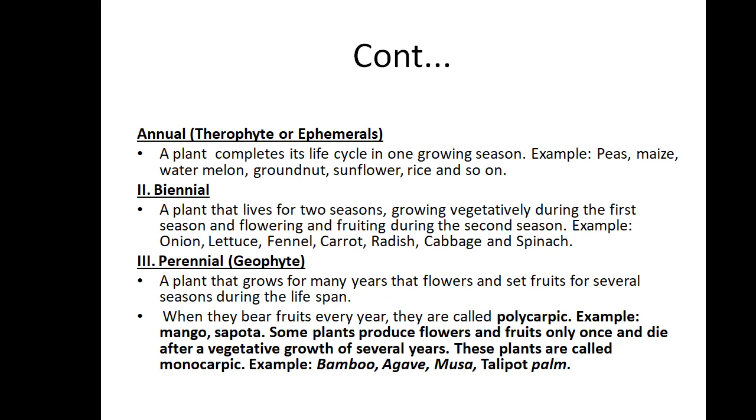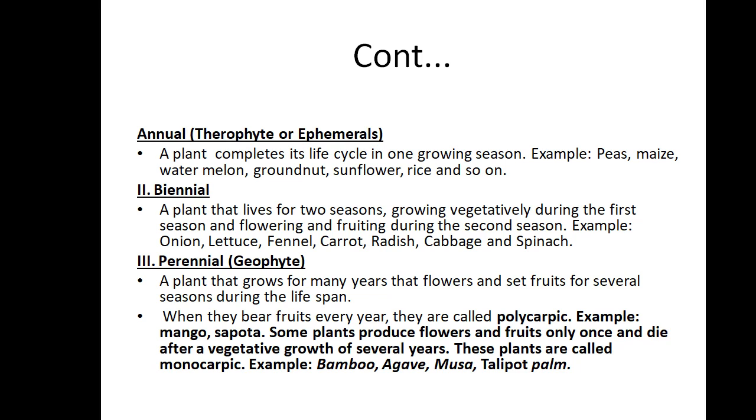Next I am coming to the continuation. The annual is a plant which completes its life cycle in one season, in one year. It is also called a therophyte. Examples: peas, maize, watermelon, groundnut, sunflower. Biennial: it has two seasons.